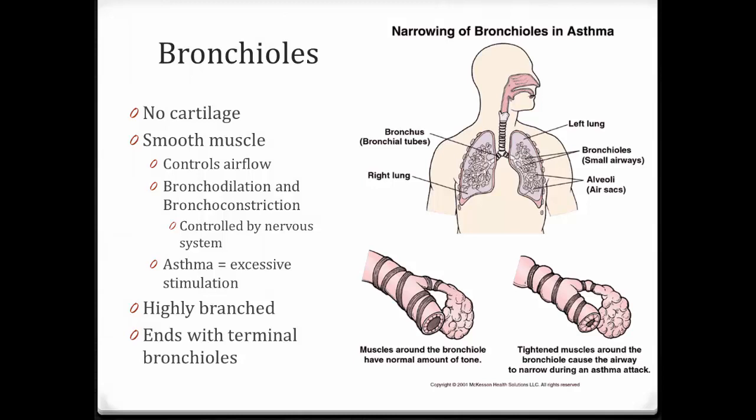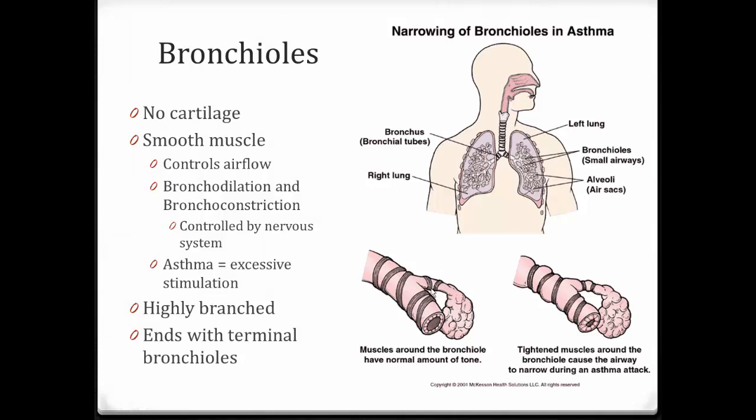Now the bronchioles are connected, of course, to the end of the bronchi. These do not have any cartilage at all, but they do have smooth muscle. And you can see the smooth muscle wrapped around these bronchioles in the pictures down here. That helps control the airflow into different regions of the lungs.